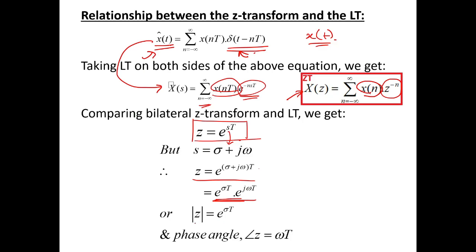So after doing this, if you find out the modulus of z, it is equal to e to the power sigma t, and we have a phase angle of omega t.